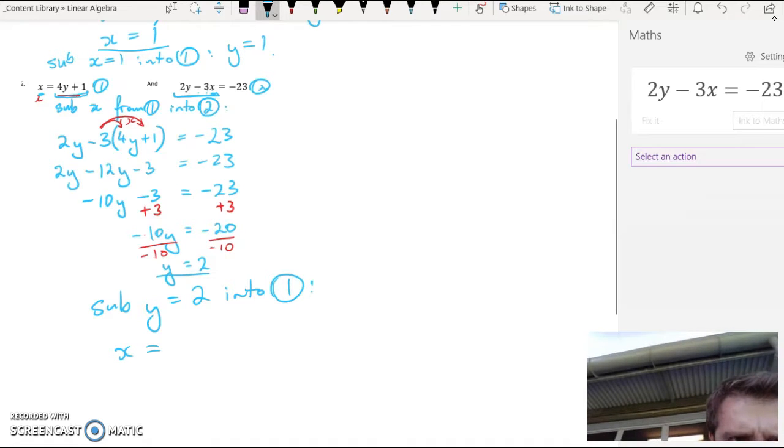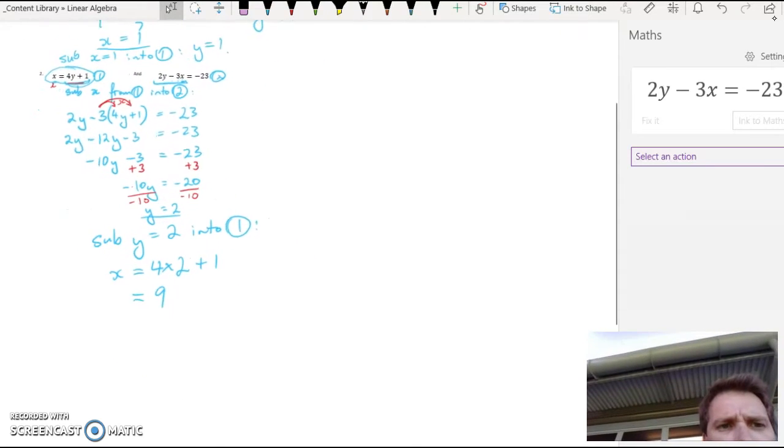x equals 4y plus 1. So this is coming from up here. Where I see y now, I'm going to put 2. That doesn't mean 42 though, it's 4 times by 2, because it's 4 times y. Plus 1. 4 times by 2 is 8. 8 plus 1 is 9.